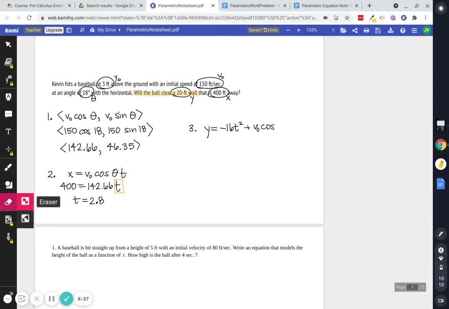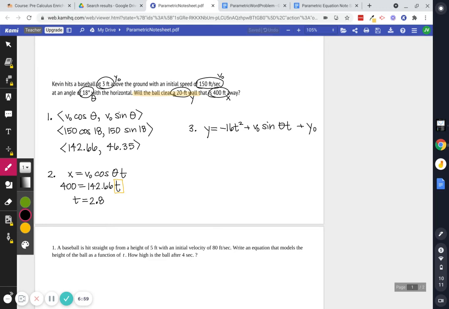Oops, I wrote cosine, not sine. That's a sine, because we need sine for the y part. So there was our y equation. If we would have started with this y equation, we could have done some things, but it's just a little bit trickier. x had just that one variable of time. We knew for sure that we had to get out to 400 feet, so we knew what the x was. That was why we picked that to start.